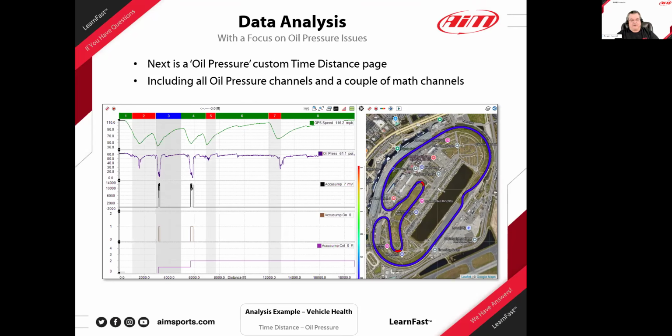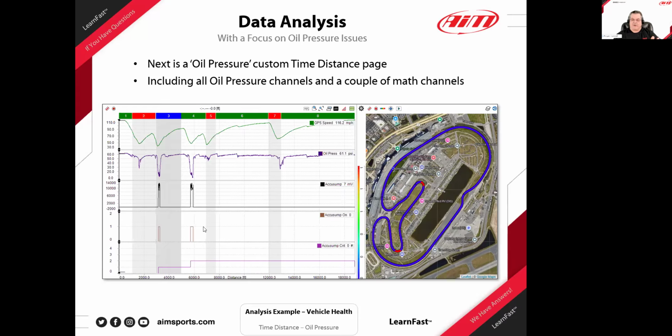We know that we're having oil pressure problems. We know they're hitting in at least these 2 spots, and maybe somewhere else. Remember, we've seen 4 oil pressure drops in this slide: 1, 2, 3, 4. The other 2 just were not deep enough to trigger the AccuSump. So we want to know where those are.